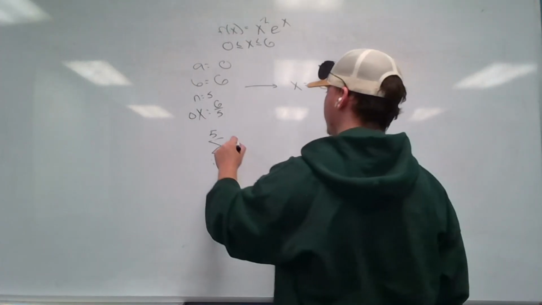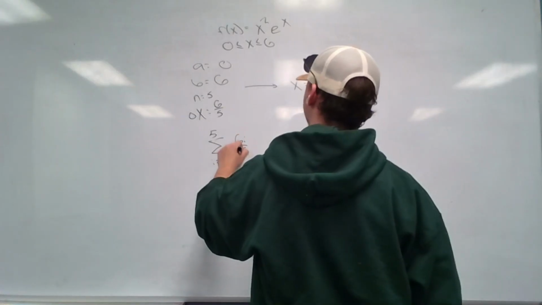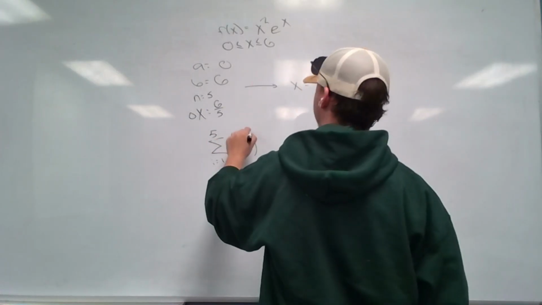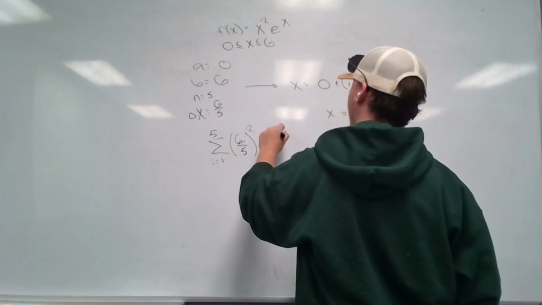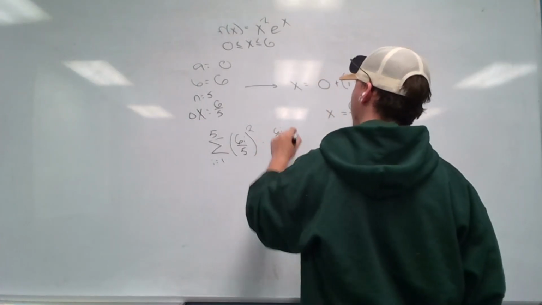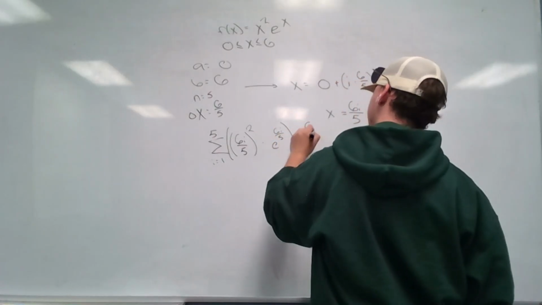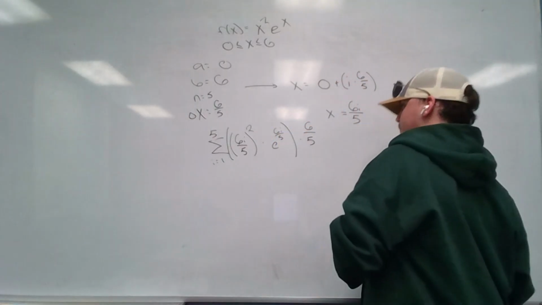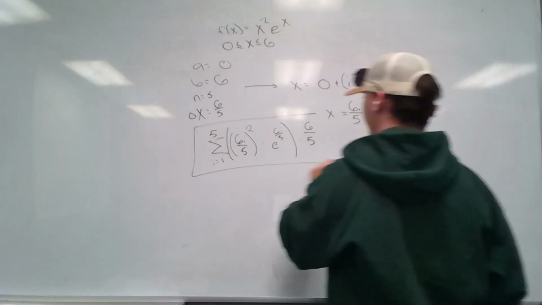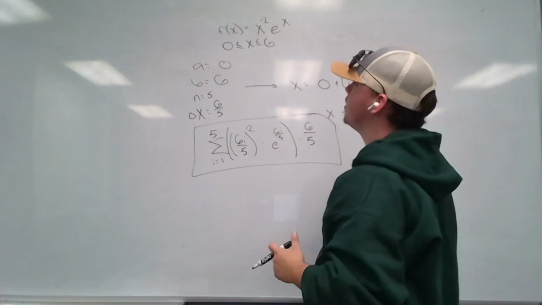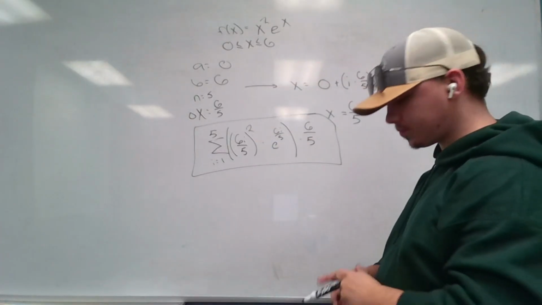So 6I over 5, plug it in for x, x squared, times e to the power of 6I over 5. And then all of that times 6/5. And boom, we have our sum. We can plug this into our calculator and it will return to us the value that we want, which is the area under the curve of that.